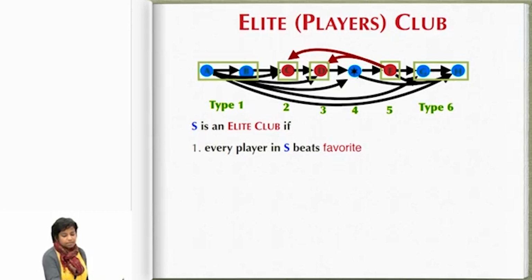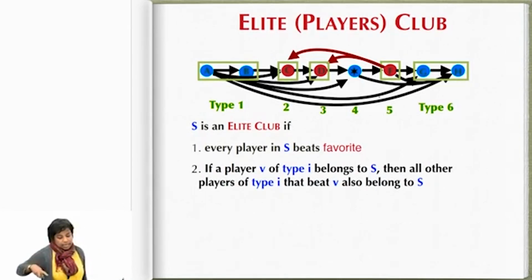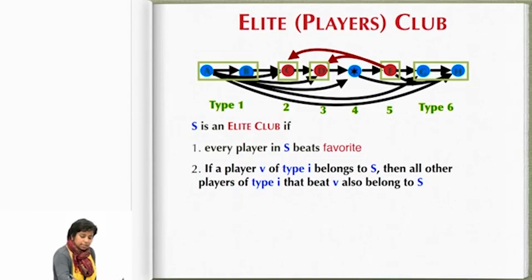Okay. So here the favorite player is marked as the star. So every one of them has to beat this player. Okay. So interestingly, what happened? Okay. All right. So then it follows that if you take, for example, a type 1 vertex, a set of type 1 vertices, if B is part of the set S, then every vertex that is of the same type as B but appears before B, meaning appears to the left of B, must also be included in the elite club.